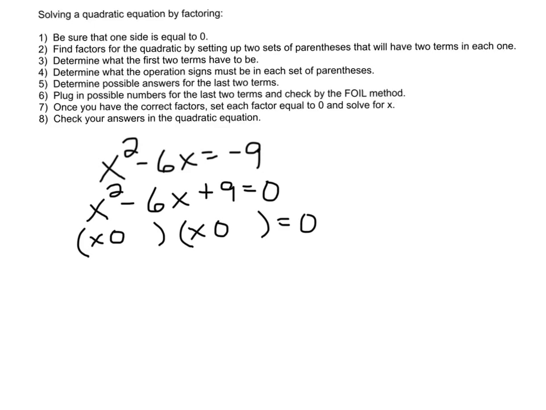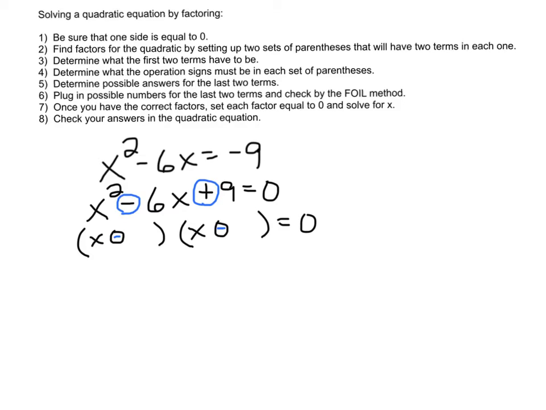And since this is an addition, I know that those 2 signs have to be the same, because when I multiply 2 positives or 2 negatives together, I'm going to get a positive. Since this is a subtraction, I know that they both have to be negatives. So I have x subtract and x subtract.